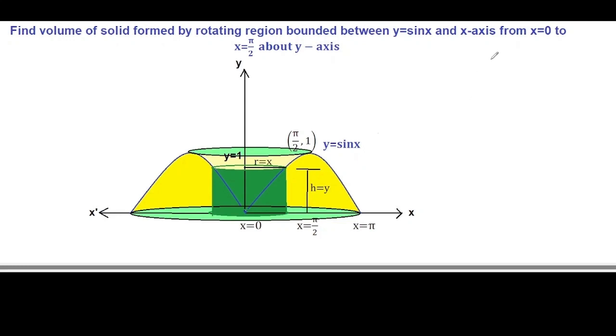So now we can conclude that the curved surface area of the cylinder, which you can denote by delta A, is equal to 2 pi r h. By substituting h as y and r as x, it becomes 2 pi x y.